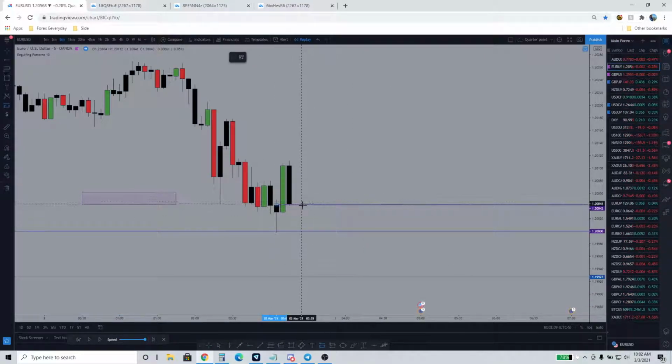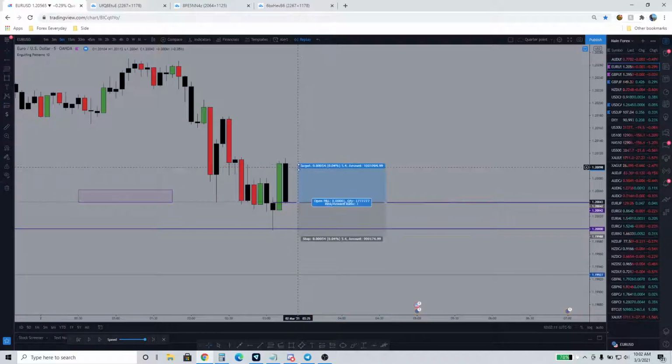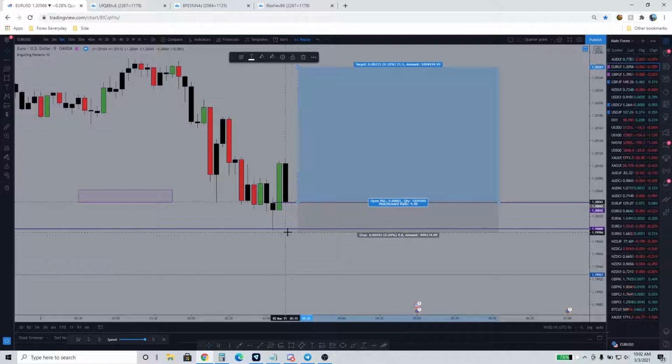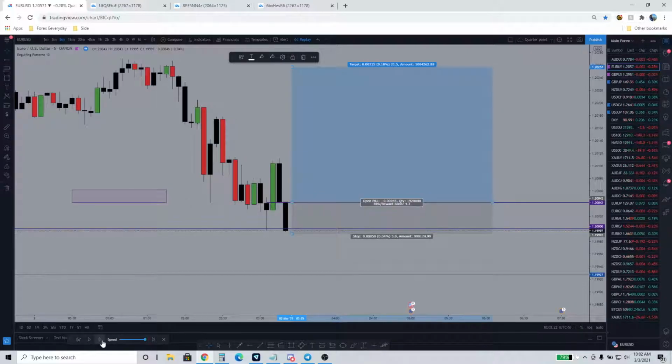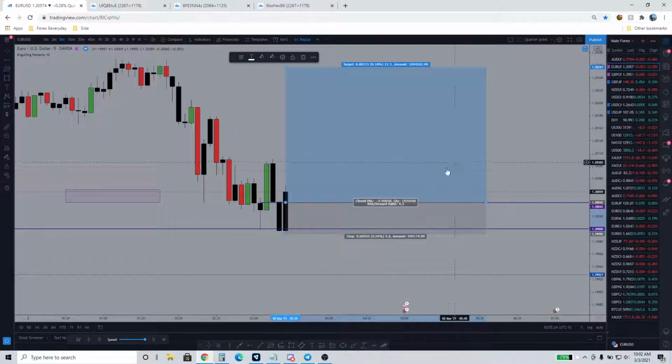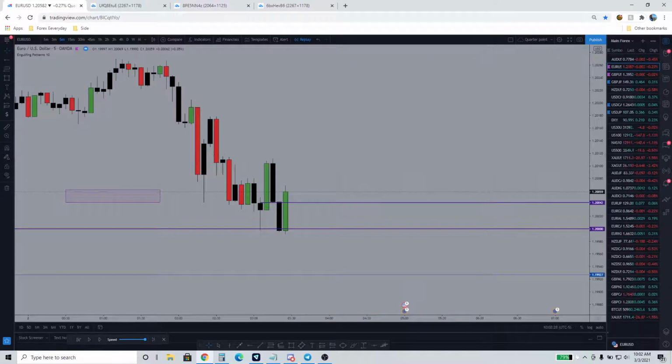So we'll talk about our take profits at a later part in the video. Our stop loss is going to be, we'll call it 5 pips. And let's see what happens. Price goes right against us and stops us out. That is perfectly fine.